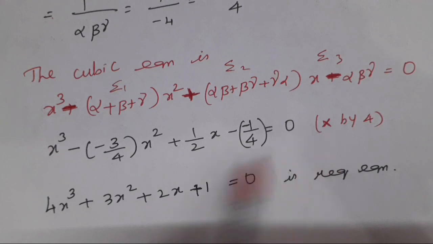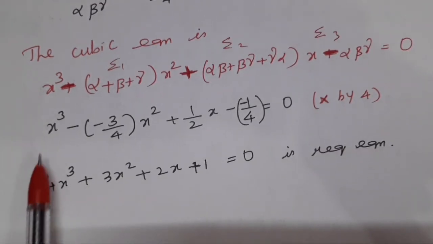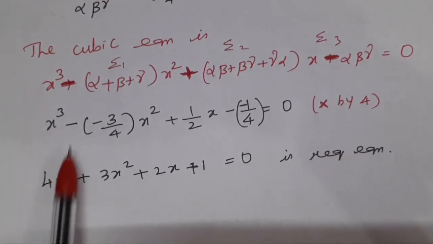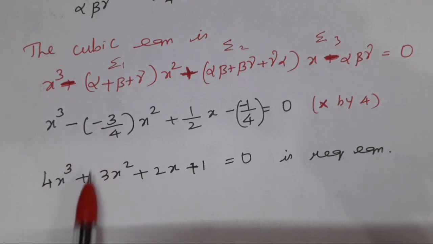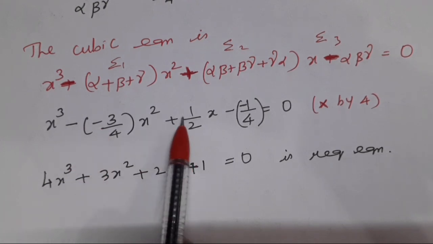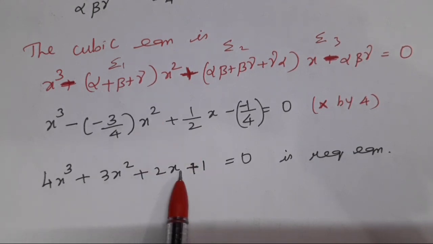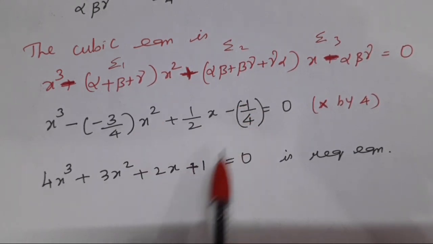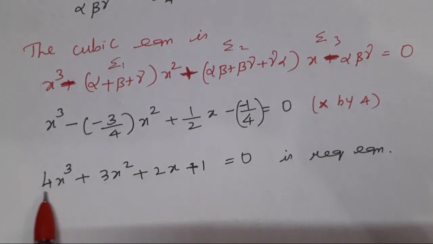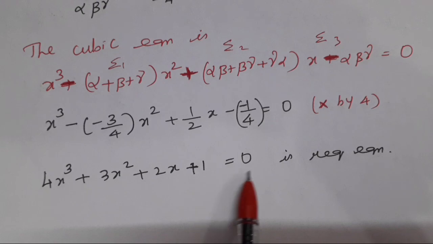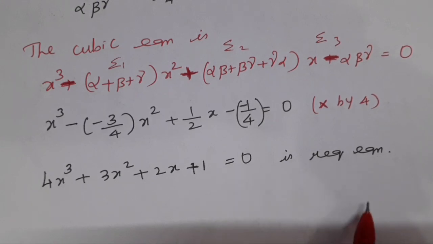If you multiply by 4, the given equation becomes 4x cubed. Minus into minus becomes plus. So 4 cancels, we get only 3x square. Here 4 into 1 by 2, the 2 and 4 cancel, the balance is 2x. Here multiplied with 4 cancels, the balance is plus 1. So what is the given equation? 4x cubed plus 3x square plus 2x plus 1 equal to 0 is the required equation.